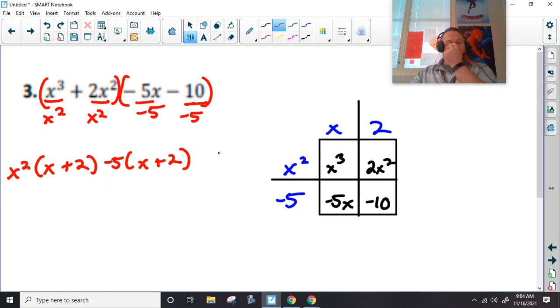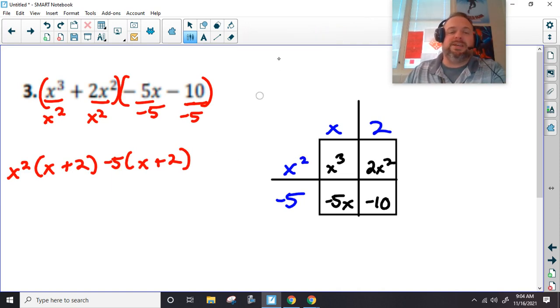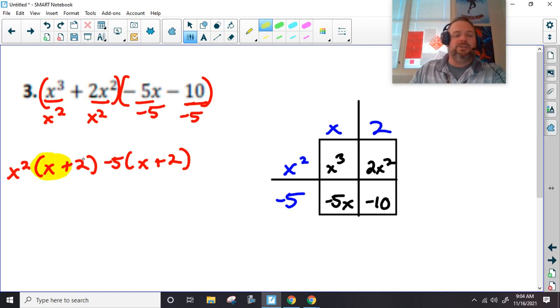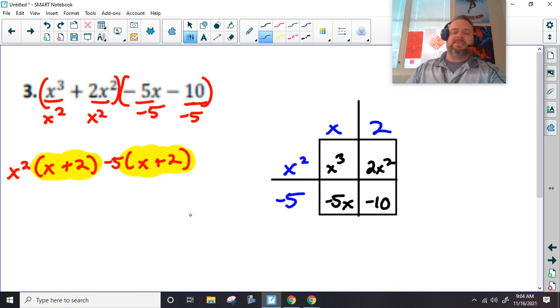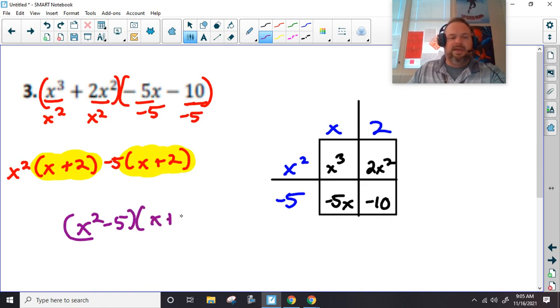Now, one thing that you should notice if you're doing the actual grouping method right here, you'll know if you did something right if these are the same. The leftovers have to be the same for when you do it this way. And again, either method doesn't matter. You're going to get x squared minus 5 together and x plus 2 together. Either way is fine. Okay.